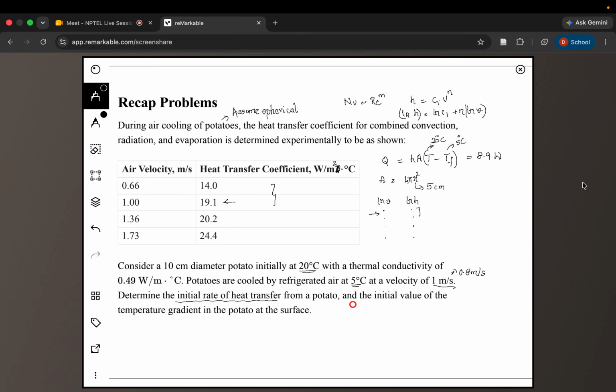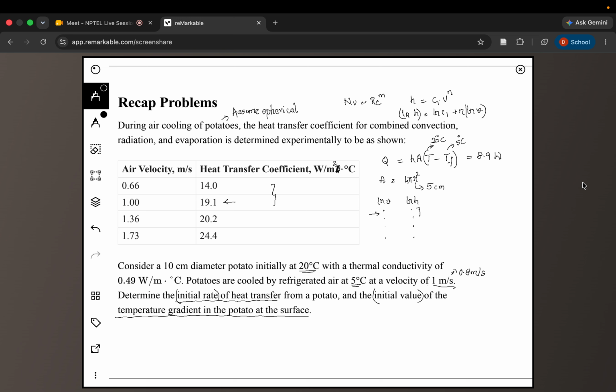Let's move on to the second part of the question, where we are asked to find the initial value of the temperature gradient in the potato at the surface. How do we calculate the second one? And there are two other things. Again, we are asking for the initial rate and initial value. We'll get back to why this is the initial value and why it will change with respect to time. That also we'll discuss. But for now, how do we calculate the temperature gradient in the potato at the surface?